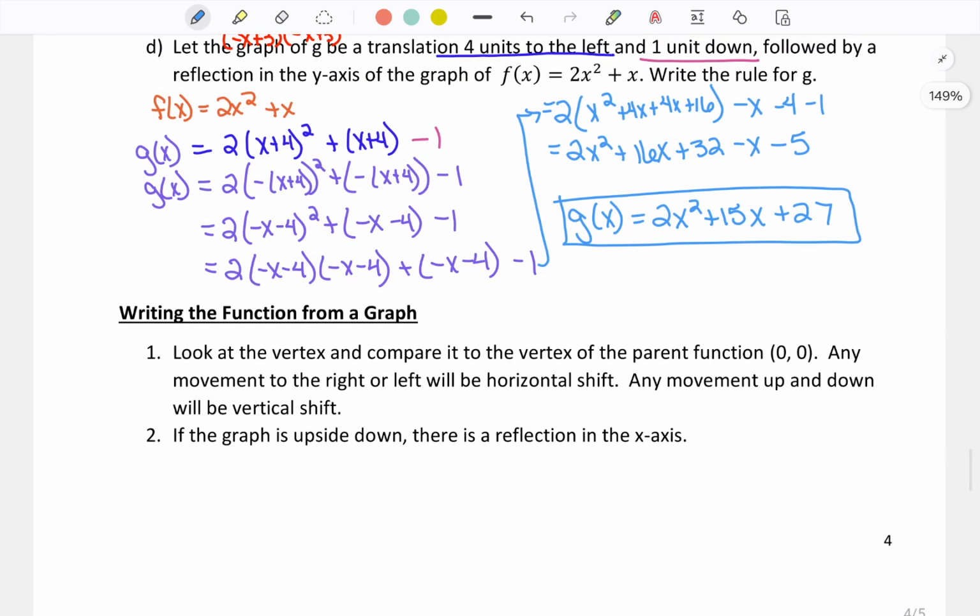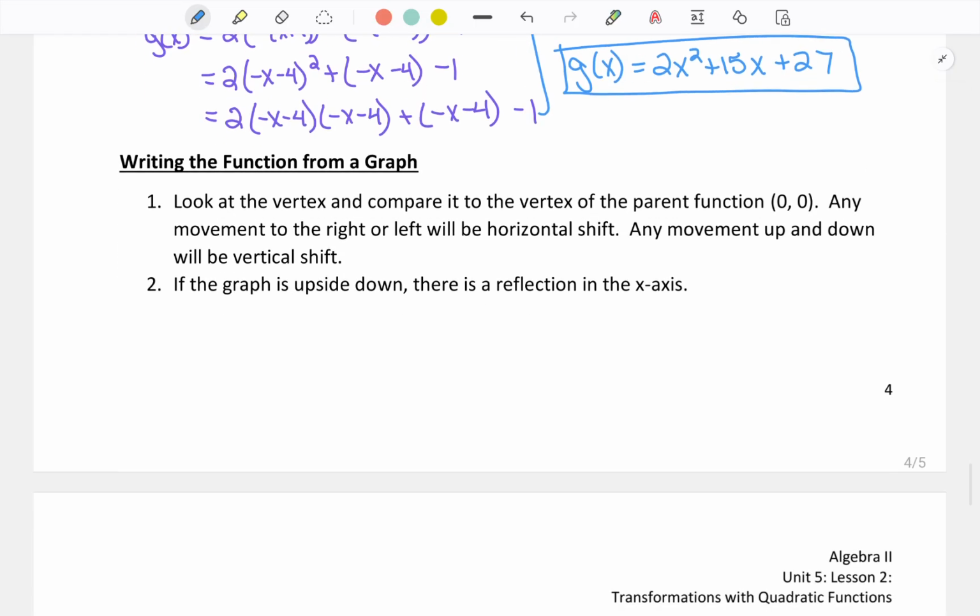All right, so now we're going to look at how to write the function from a graph. So this is where you're going to have to look at the graph and find the transformations. One easy way to do that is to look at the vertex and compare it to the vertex of the parent function.